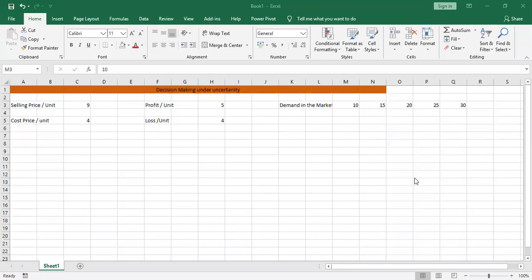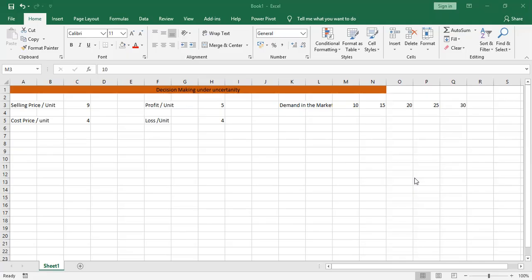Suppose I am dealing in newspaper. The cost price of that newspaper is 4 rupee for me. If I purchase that newspaper, it costs 4 rupee for me, and I will sell that newspaper at the rate of 9 rupee. That means selling price is 9 rupee and cost price is 4 rupee. If I sell one unit of that newspaper, I'll get profit of rupees 5.